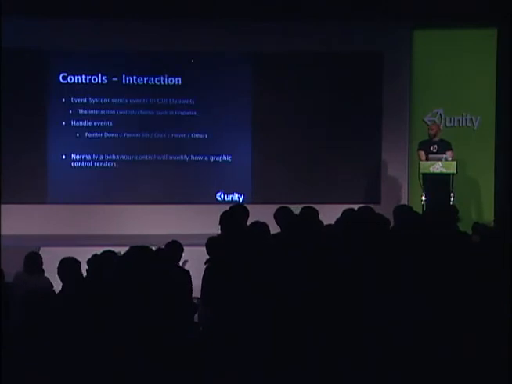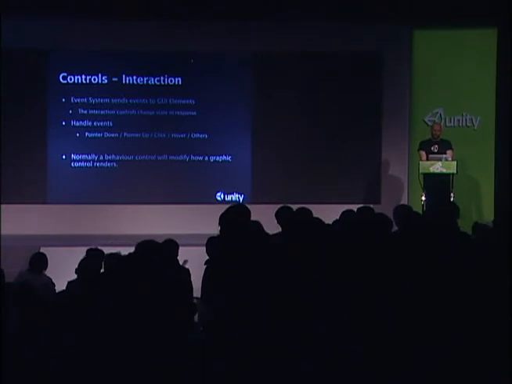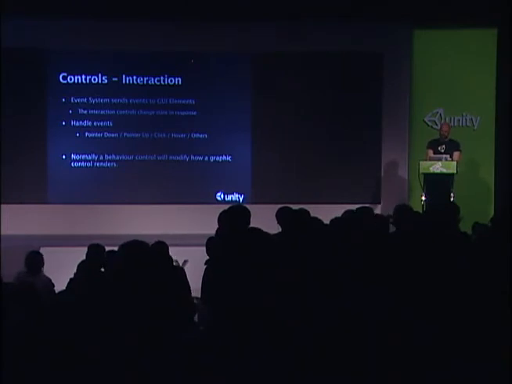Now, what I've shown is how you can create some simple graphical controls. The API for this is completely open, and if you wish to create your own types of drawing controls, you can easily do it using the API. But let's move on to looking at how interaction works within the system. Now, the new GUI features a new event system. What this does is it sends events to GUI elements based on input and mouse and cursor state. The interaction controls that we've written in the system respond to these events.